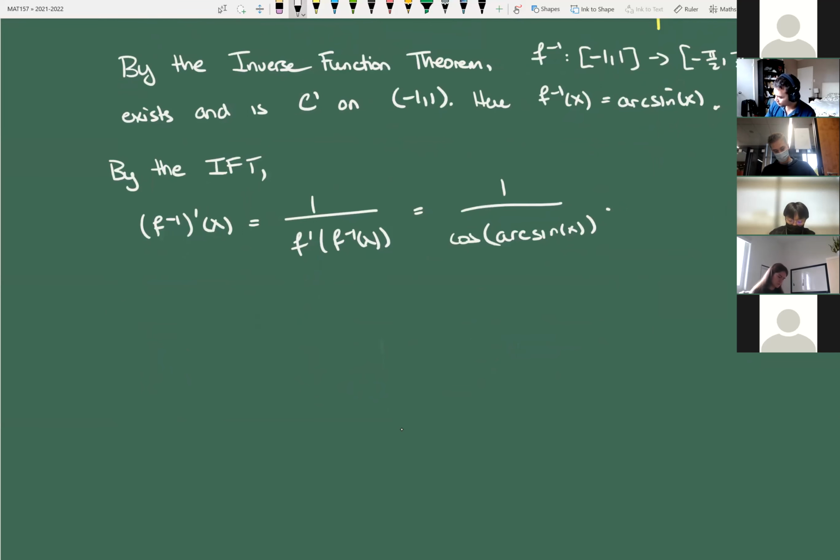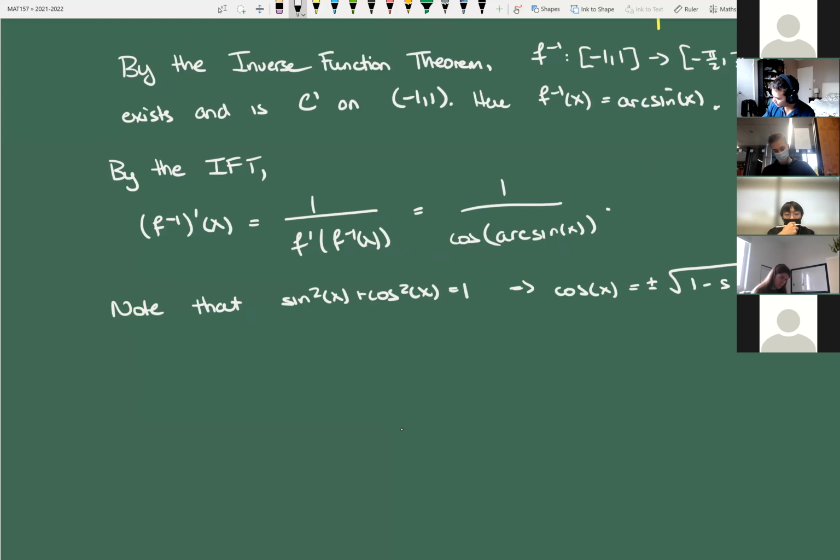So what we're going to do is one more step. Note the Pythagorean identity, right? We know that sine squared x plus cosine squared x equals 1. So that means that cos x is equal to plus or minus the square root of 1 minus sine squared x. Now, for our purposes, it's not both plus and minus. Which one is it?